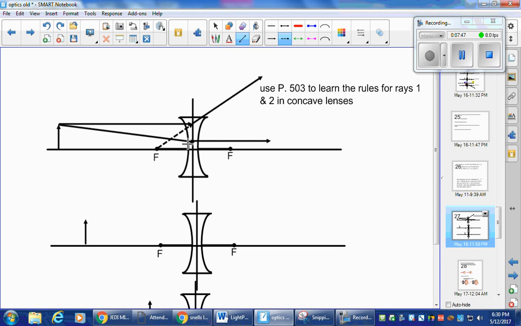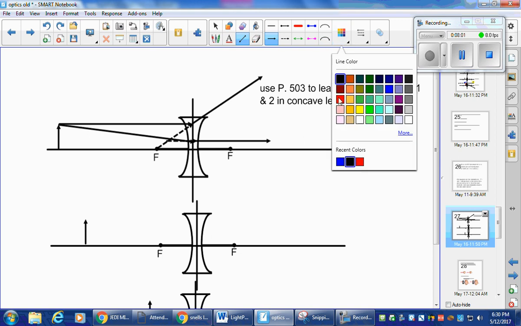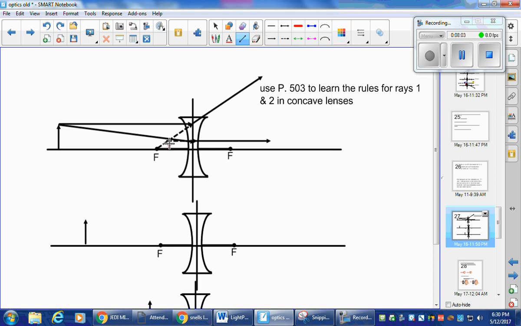Really easy. Now I need to have some sort of intersection, and since my eye believes that light only travels in straight lines, I take this one and go backwards, just like that. And look what ends up happening. I get an intersection in front of the lens, the same side my object is at. And actually this is true all the time for concave diverging lenses. You always end up with an upright image relative to the object, and you end up with a negative magnification.